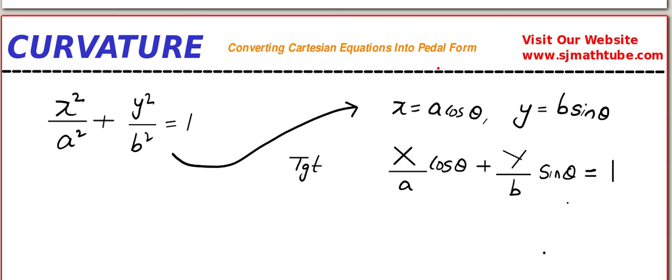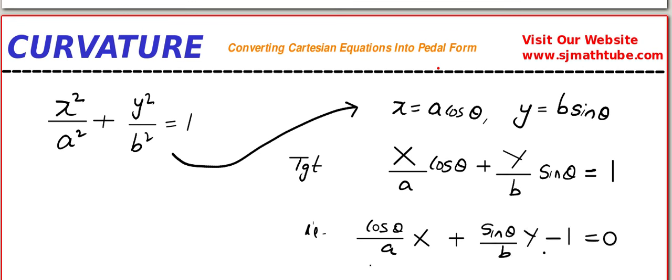You learned this derivation. I'll repeat once more. If you want, you can derive it. Okay, so that is cos theta by a into capital X plus sin theta by b into capital Y minus 1 equal to 0. So that's it. We have the equation of the tangent. I'm using the equation of the tangent as a direct formula.